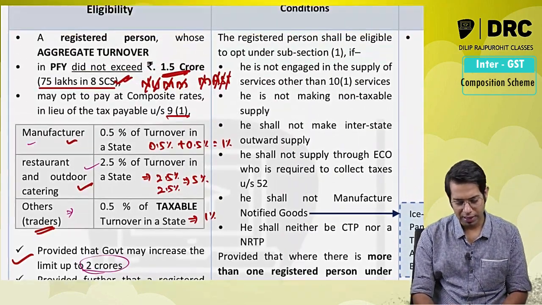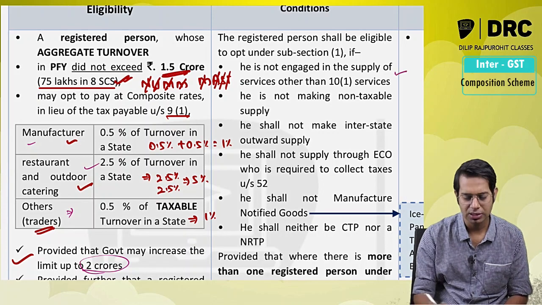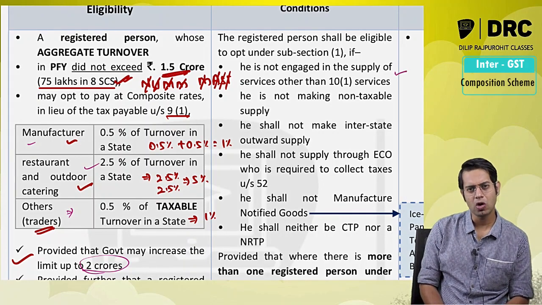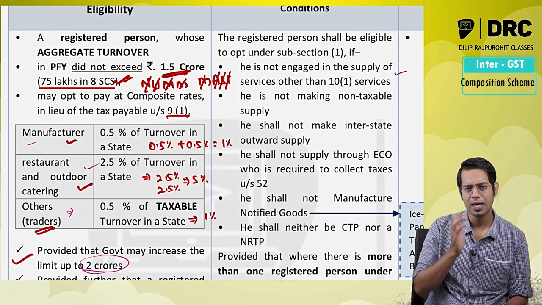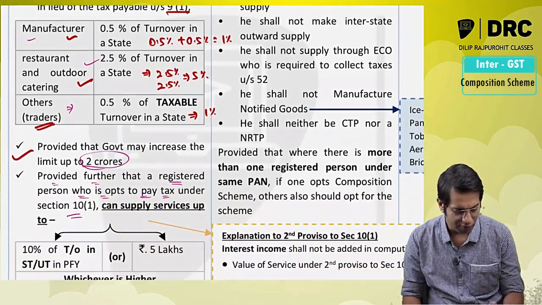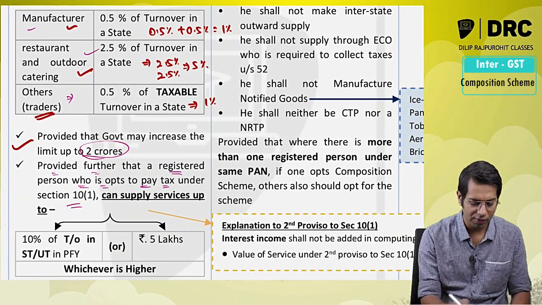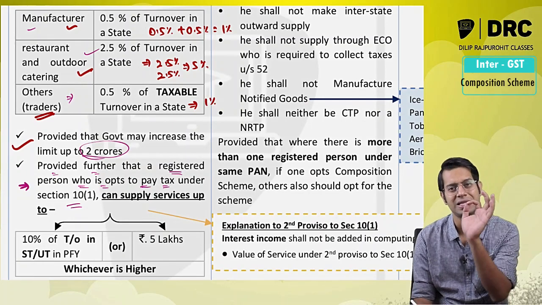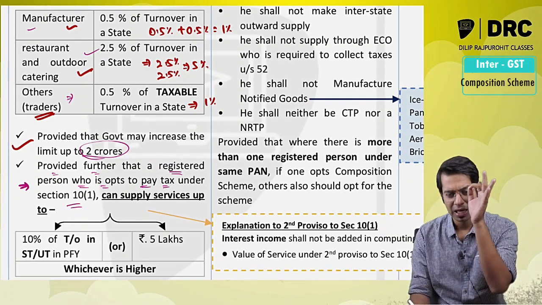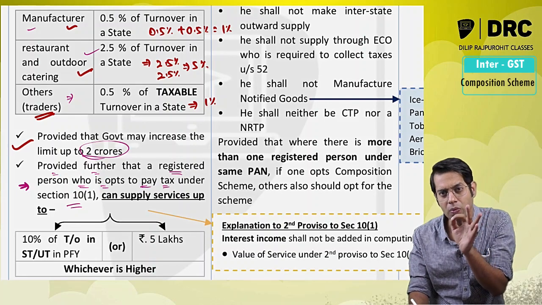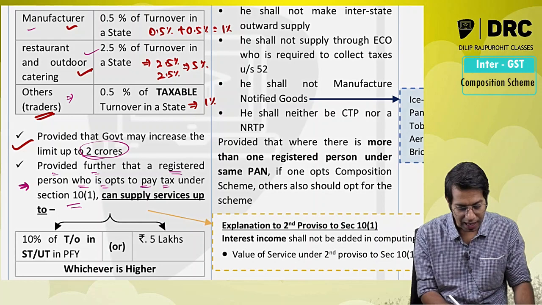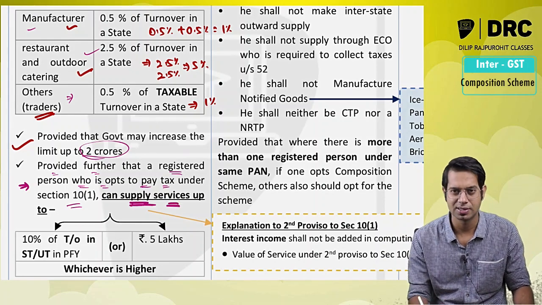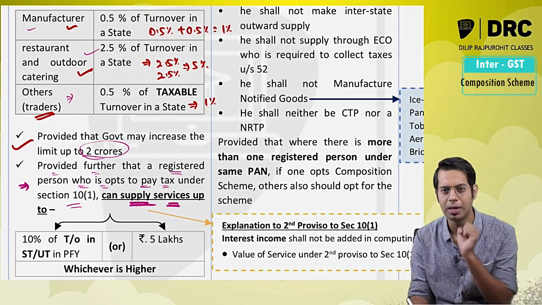Now, one of the first conditions: section 10(2) talks about the condition that a composition dealer should not supply services other than those mentioned in section 10 subsection 1. However, there is a proviso to section 10 subsection 1, which says if you are a person who is eligible to become a composition dealer as per section 10 subsection 1, then I will allow you to supply services, but only up to some limit.